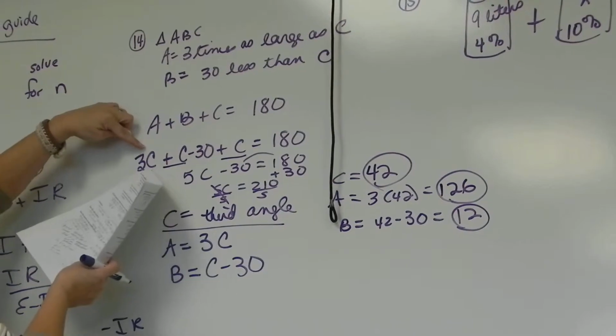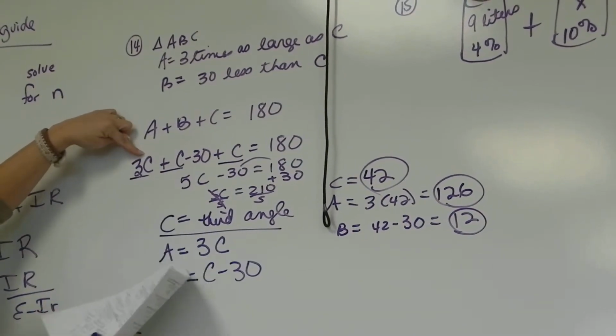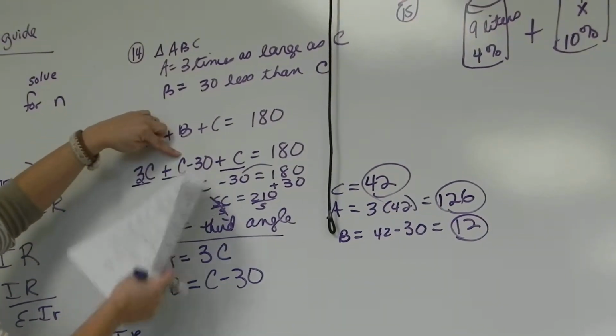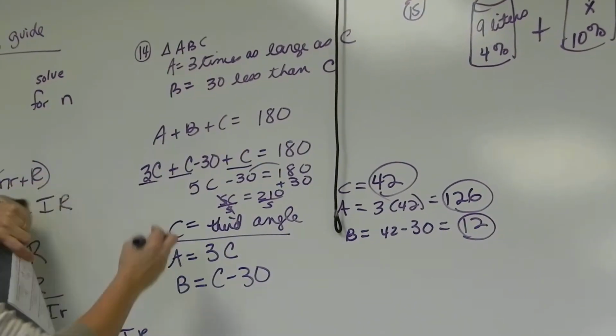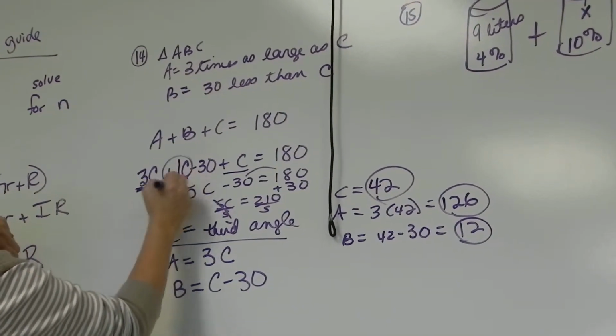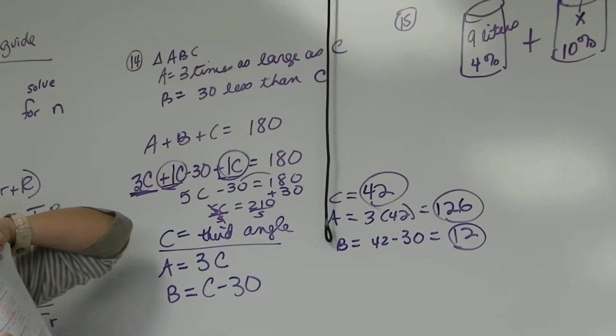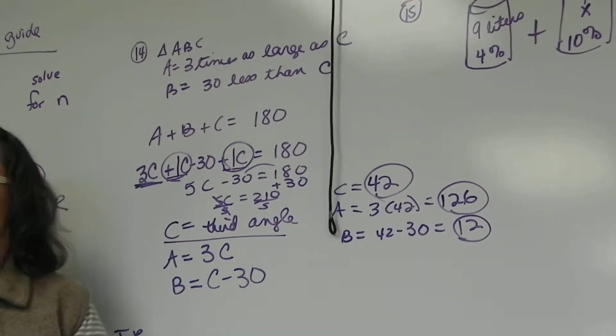In this step, the A value was 3C, B was C minus 30, and C is just C. Then I combine like terms. The 3C, there's an understood 1C, 1C, added together, that's 5C for the final. Okay, other thoughts?